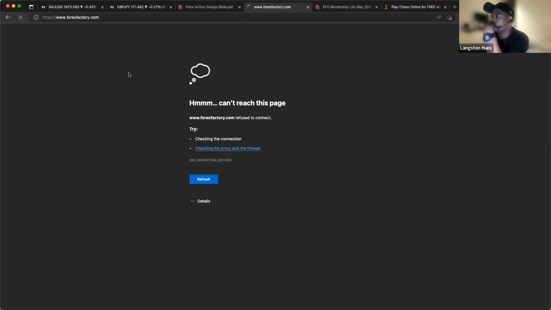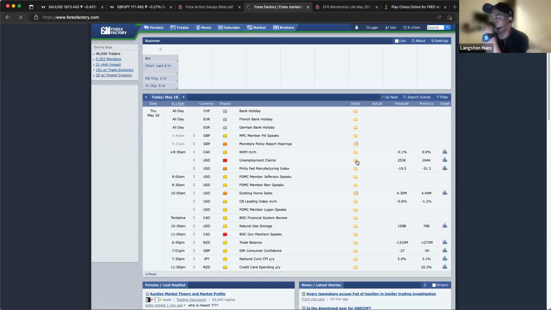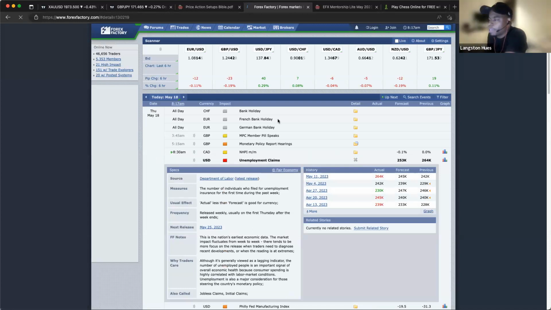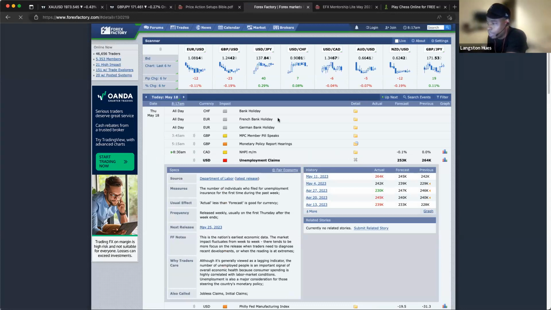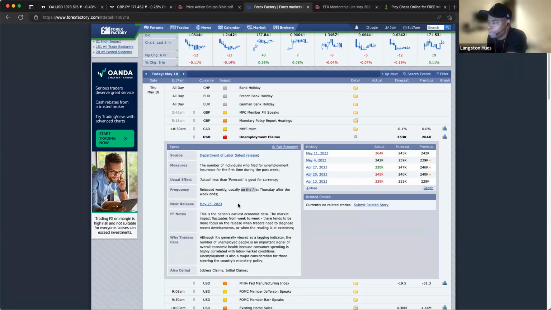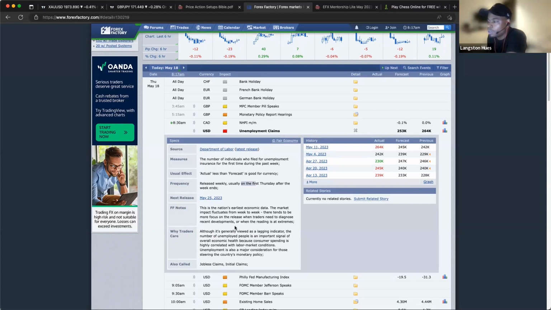Yeah, let's take a look here. Department of Labor. The number of individuals who file for unemployment insurance for the first time during the past week. Actual less than forecast is good for currency. Released weekly, usually on the first Thursday after the week ends. This is the nation's earliest economic data. The market impact fluctuates from week to week. There tends to be more focus on the release when traders need to diagnose recent developments or when the reading is at extremes. Although it's generally viewed as a lagging indicator, the number of unemployed people is an important signal of overall economic health because consumer spending is highly correlated with labor market conditions. Unemployment is also a major consideration for those steering the country's monetary policy. All right.